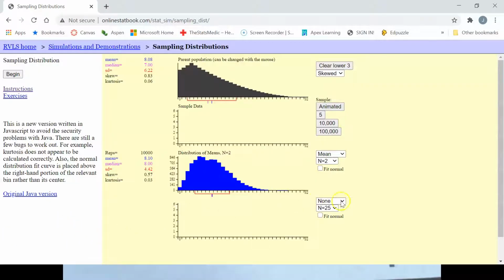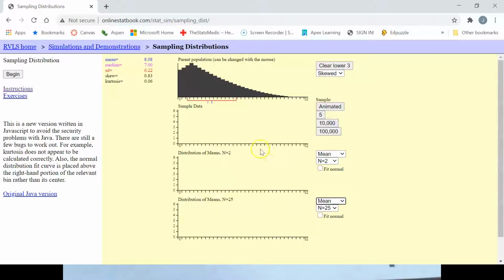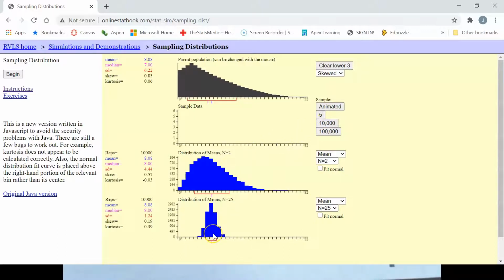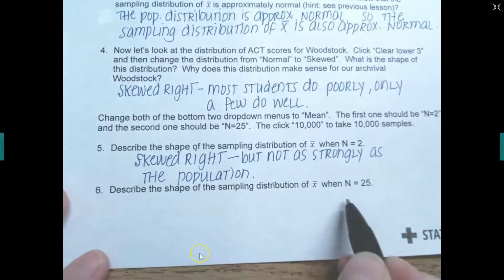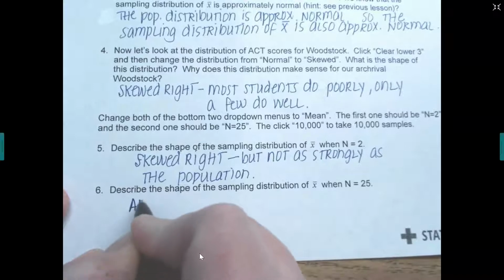Now let me go ahead and try this here for our sample size of 25. Also, look what's happened. This is a sample size 2. It's spread a lot, but not as much as the population. It's still skewed, but not as much as the population. We go to a sample of 25, its spread is much smaller, its variability is much smaller, and now its shape is approximately normal. Okay, so with a sample size of 25, we got a shape of approximately normal.